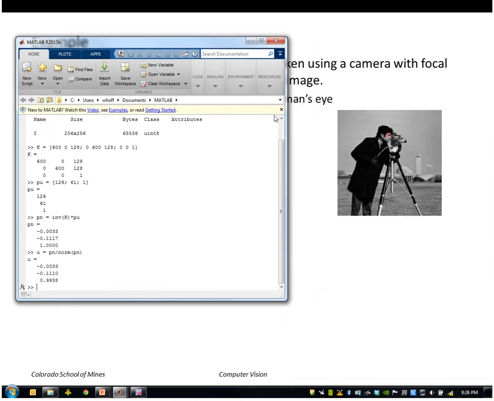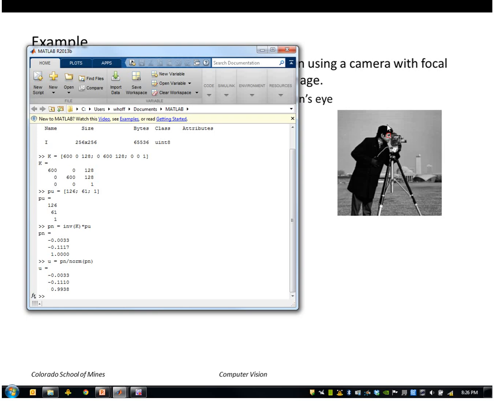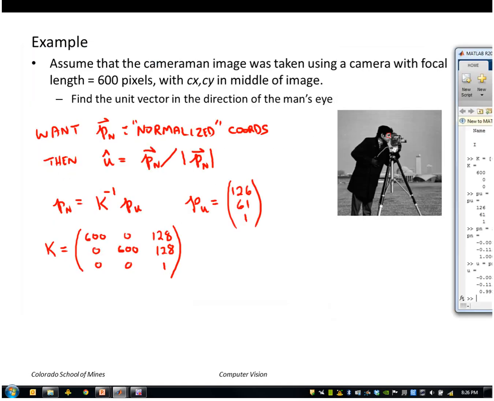And that kind of makes sense if you look at this picture. It's more or less in the middle from left to right. It's a little in the negative y direction, and then again, of course, mostly in the z.